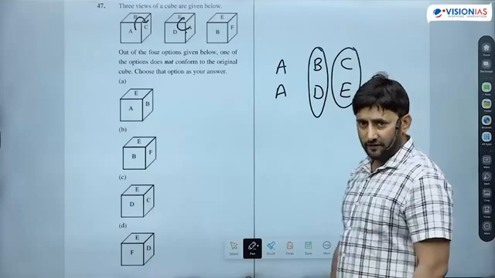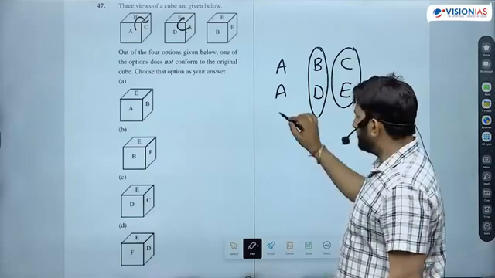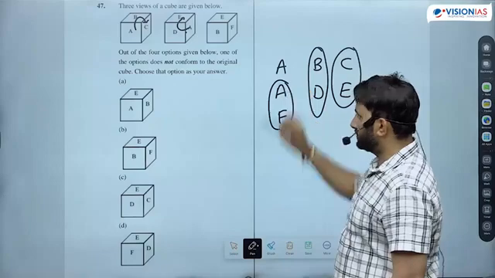What is left? F. So the third pair will be A and F. They will be opposite.